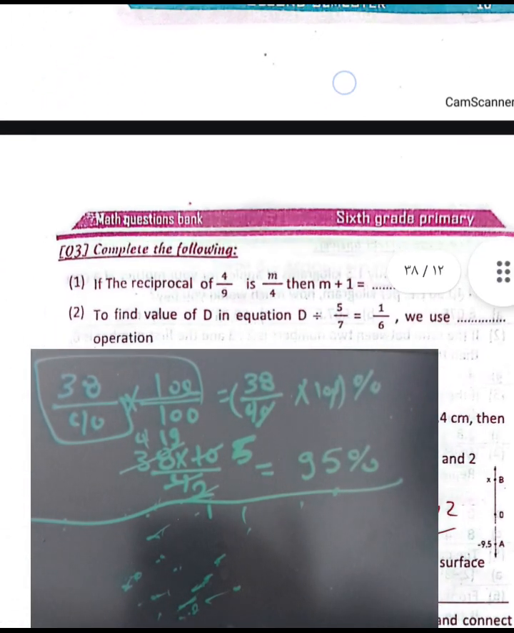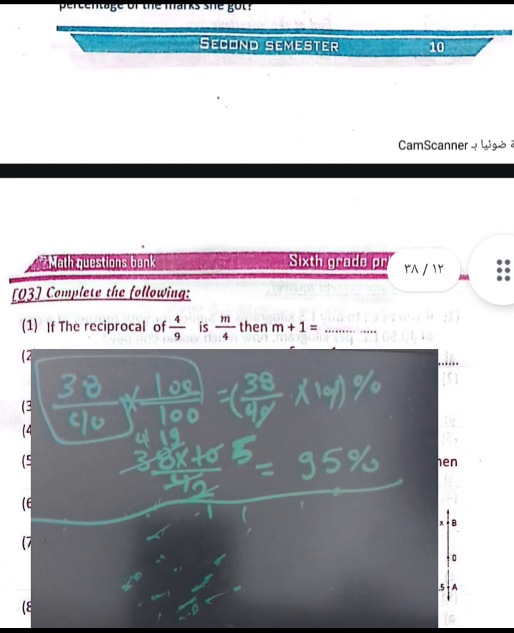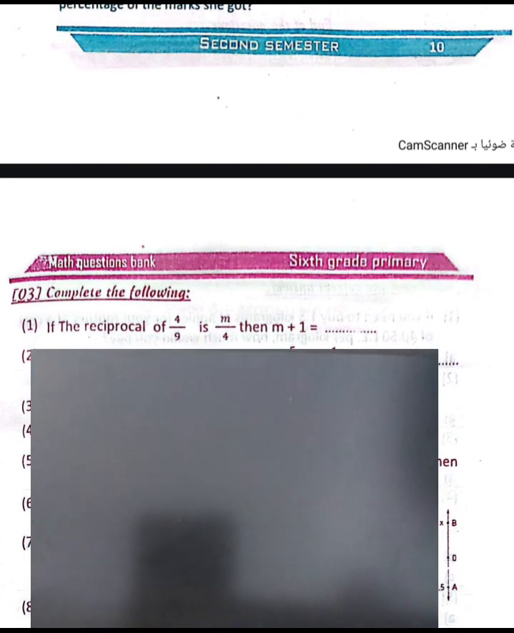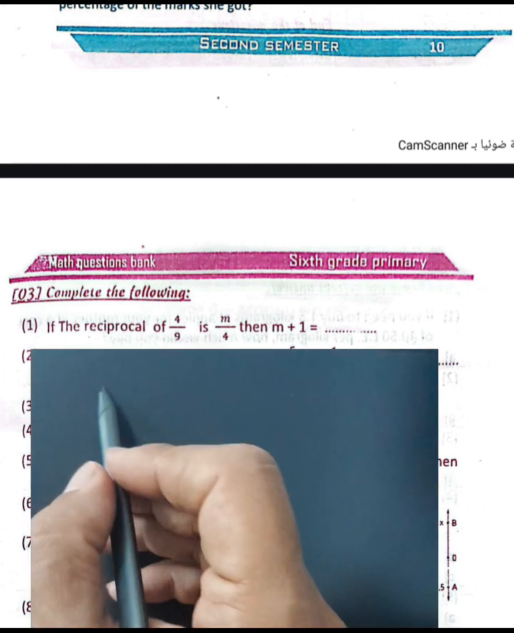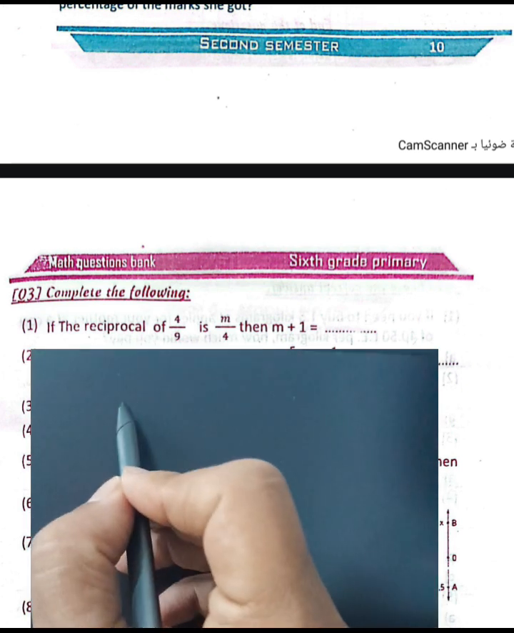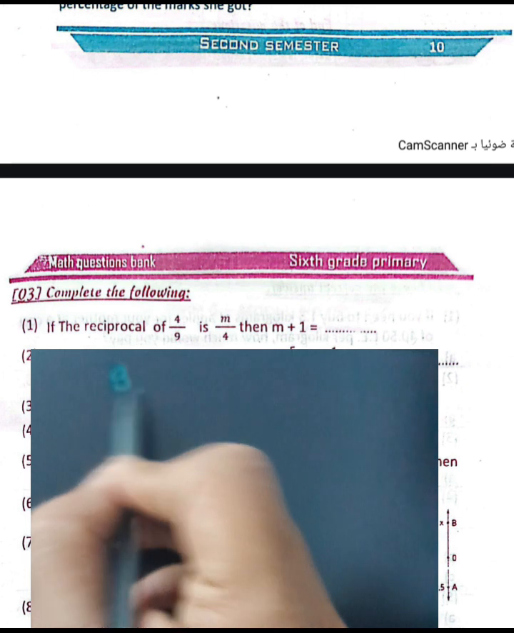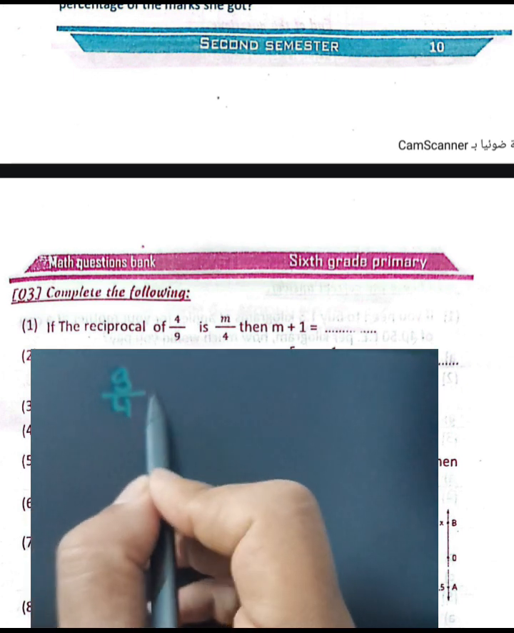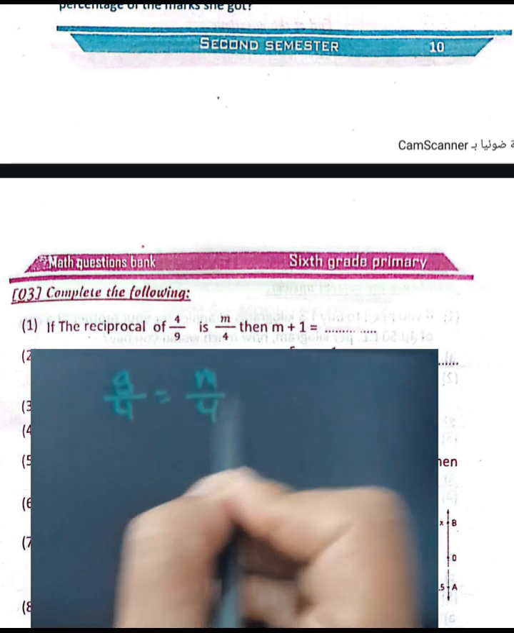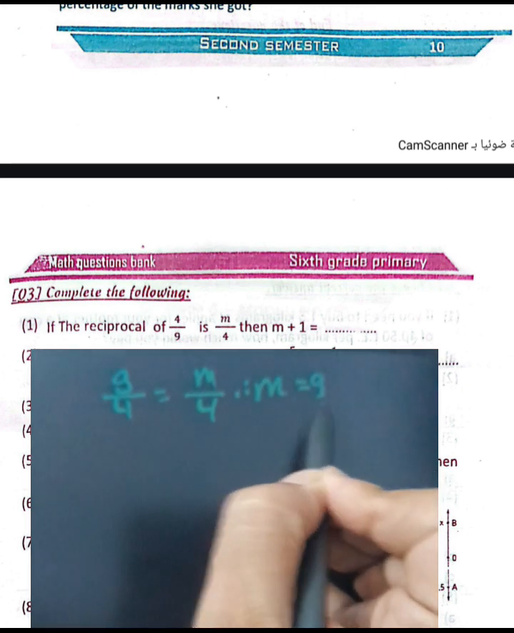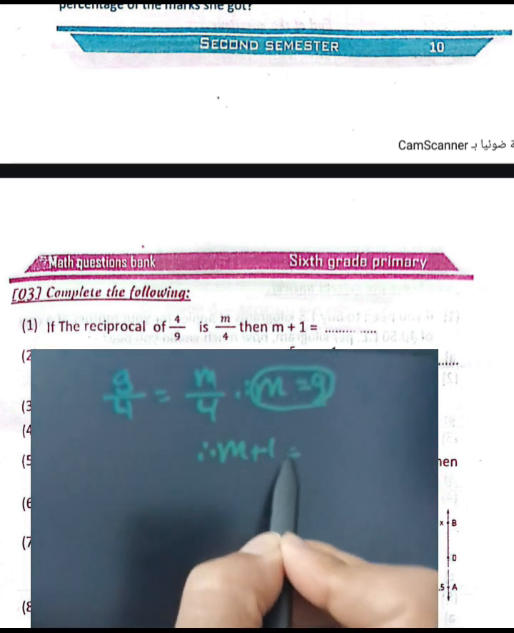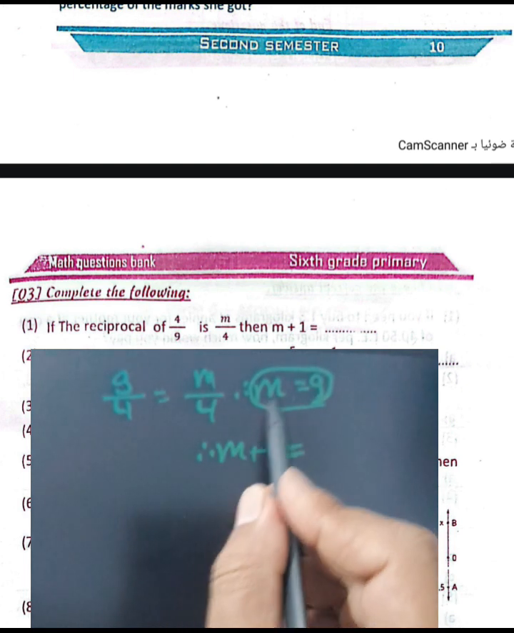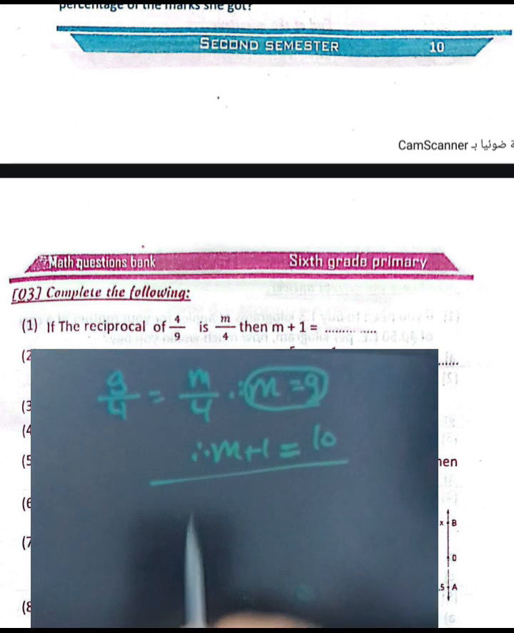Next question, number 3. If the reciprocal of 4 over 9 is m over 4, then m plus 1 equals what? We know the reciprocal of 4 over 9 will be 9 over 4. 9 over 4 equals m over 4. Then the value of m here will be 9. So we want to find m plus 1. m plus 1, 9 plus 1, will be 10. Then the result here will be 10.